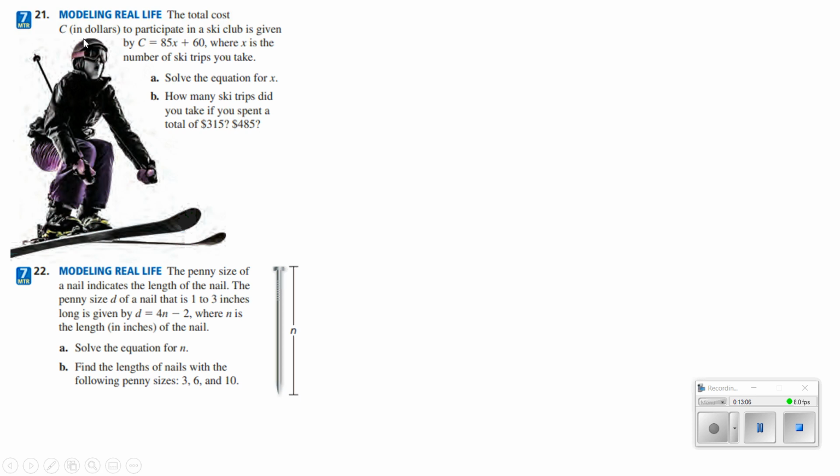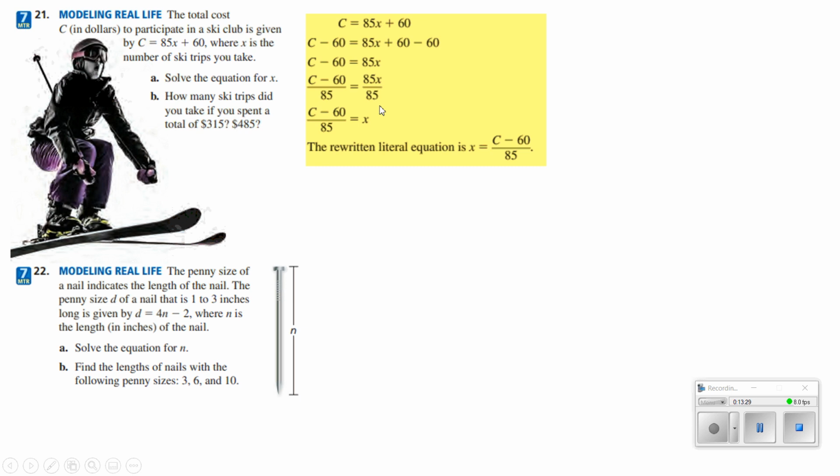Number 21 says the total cost, C, in dollars to participate in a ski club is given. All right, they gave us the equation: C equals 85x plus 60, where x is the number of ski trips that you can take. They want us to solve for x. How many ski trips did you take if you spent this much money or this much money? Let's go ahead first and solve for x.